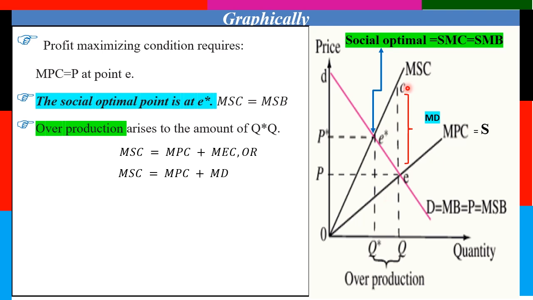And the vertical distance between marginal social cost and the marginal private cost is marginal damage, or it is the marginal external cost. This one, that is this vertical line. The distance between the marginal private cost and the marginal social cost is marginal damage. This distance.